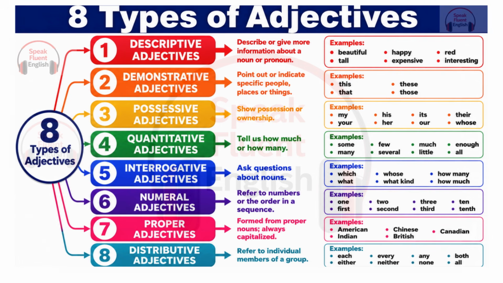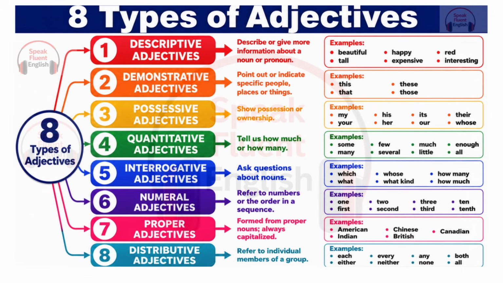These are descriptive adjectives, demonstrative adjectives, possessive adjectives, quantitative adjectives, interrogative adjectives, numeral adjectives, proper adjectives, and distributive adjectives. By the end of this lesson, you will clearly understand how to use them correctly in daily English. Let's begin. First, descriptive adjectives.